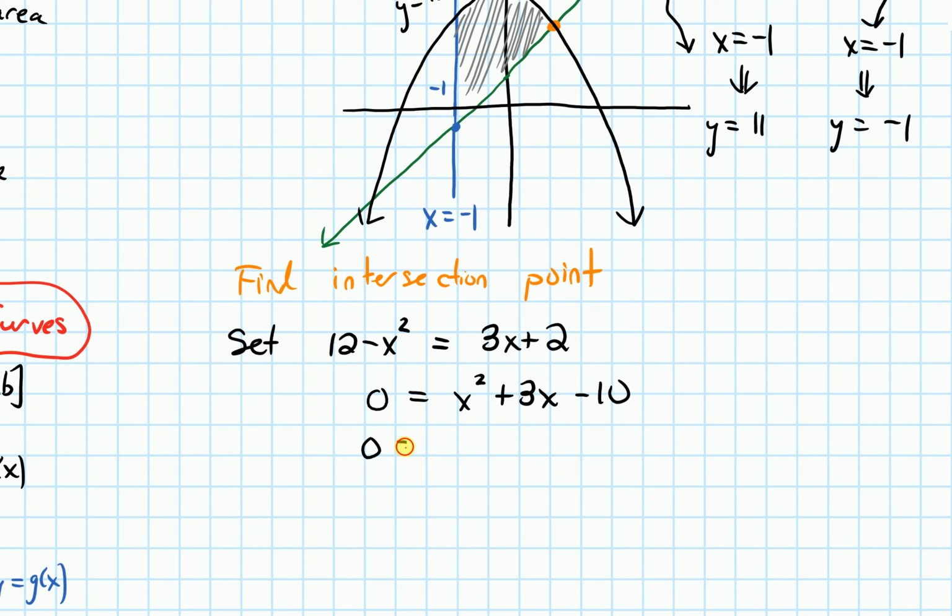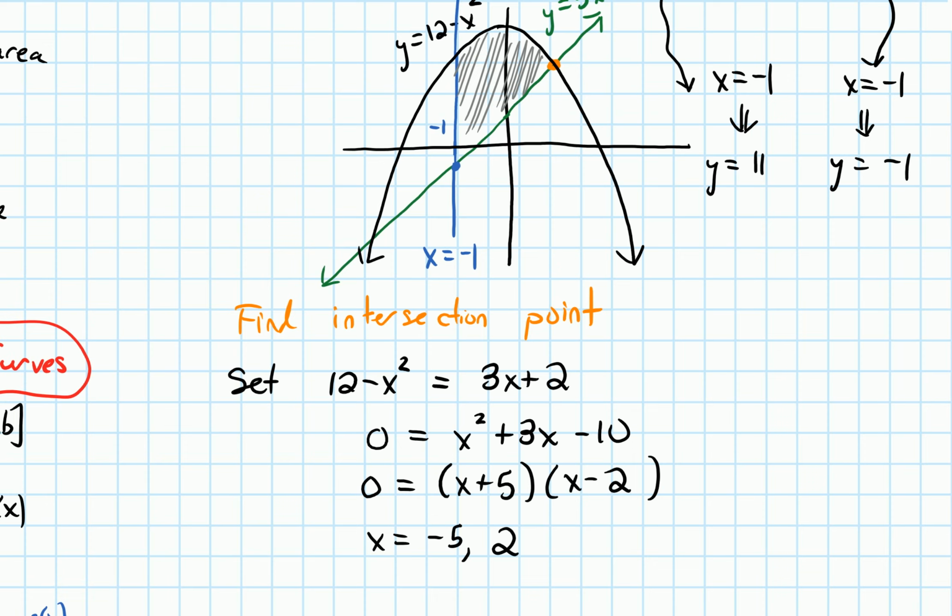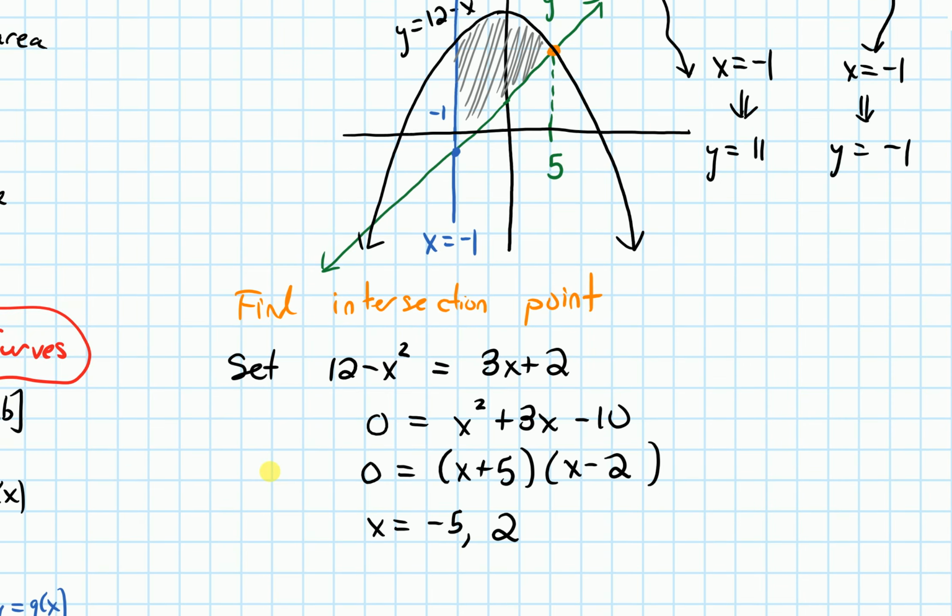Now this quadratic factors easily. So we'll get 0 equals, how does it factor? This is x plus 5 times x minus 2. Now I can say what x equals. From the first parentheses, we get x equals -5. From the second one, we get x equals 2. And now we know the x values of the two intersection points. The one that we care about, this one over here, is happening when x is 2. So we are ready to write our integral.